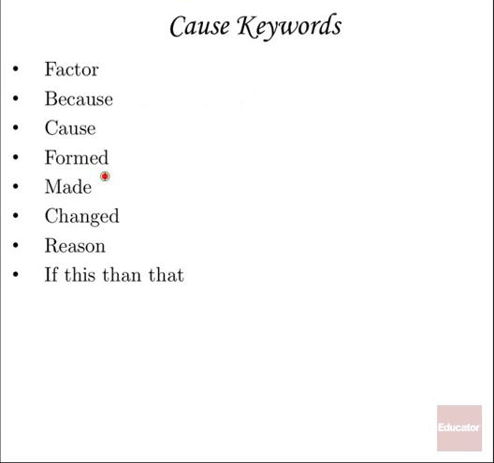Keywords. When you're talking about cause keywords, there are specific examples. Factor, because, cause, formed, made, changed, reason, if this then that. These are all examples of cause keywords. So I can say one factor in Facebook's success is its great interface. Another factor is the video games it has. A third factor is Mark Zuckerberg's great ideas. Those are examples of factors and how I would use those when I'm talking about causes.